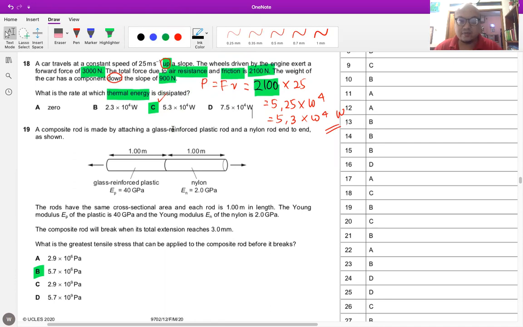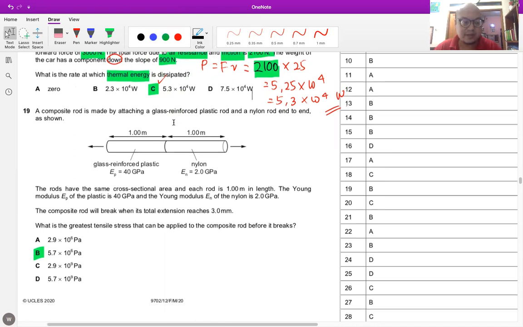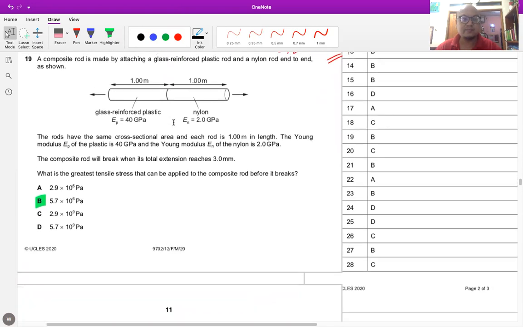Okay, we go to number 19. Number 19, a composite rod is made by attaching a glass reinforced plastic rod and a nylon rod end to end, so 1 meter, 1 meter glass.